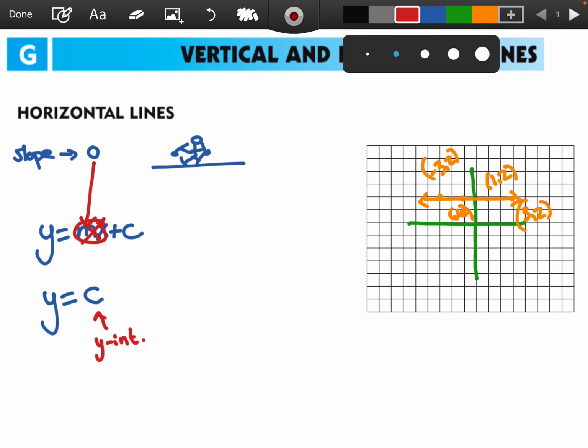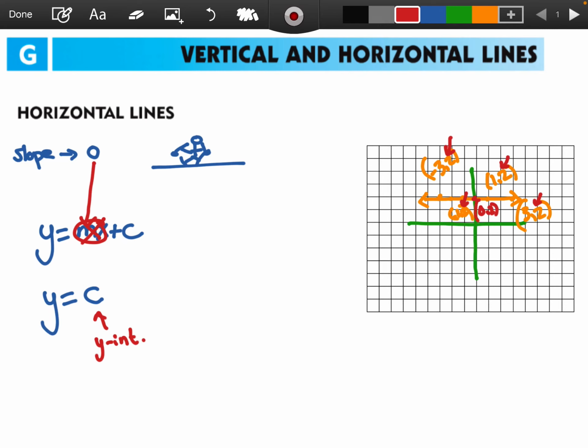What do you notice about all of them? Hopefully you've noticed that they all have the same y coordinate. So when it comes to the equation of a horizontal line, the x coordinate is irrelevant. X can be whatever it wants to be, but y will always be exactly the same, which is whatever the y-intercept is. So that point there would be 0, 2. So whatever the y-intercept is, that's what every other y value in the equation is. So that's why the equation of a horizontal line can be reduced to y equals c.